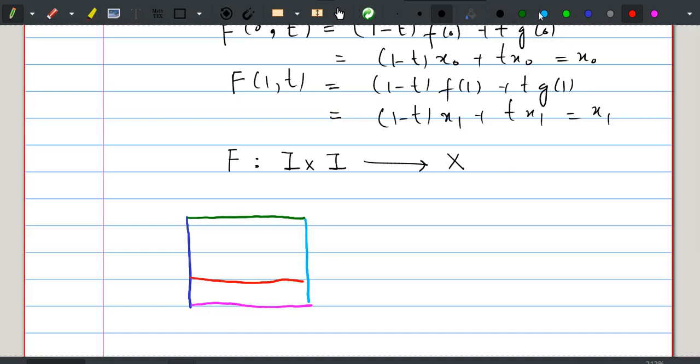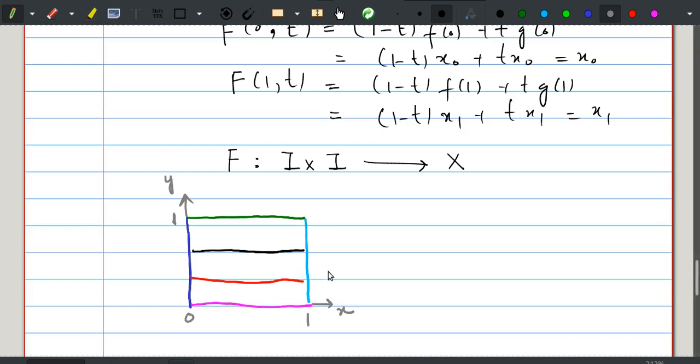And finally let us pick this color, black color here. So what is actually happening? So this is x direction and this is y direction. So this is our interval. This is 0, this is 1. So this is I cross I. Here this is [0,1] cross [0,1]. So this is I cross I here. Now this is our space X.